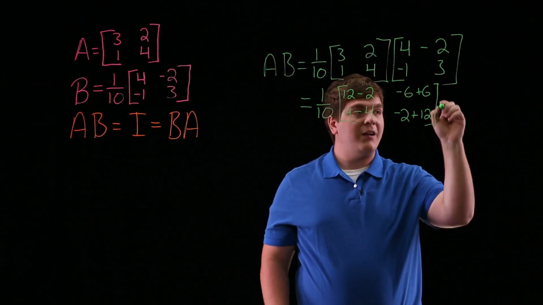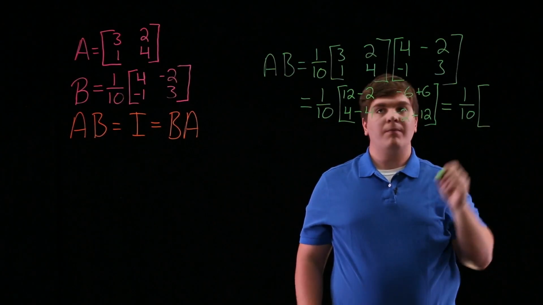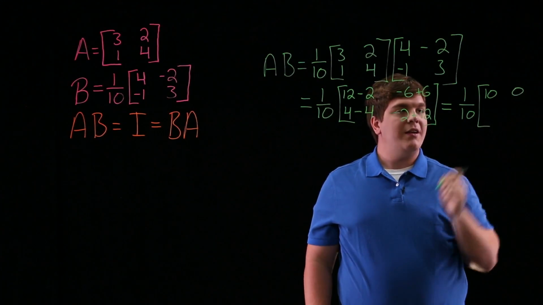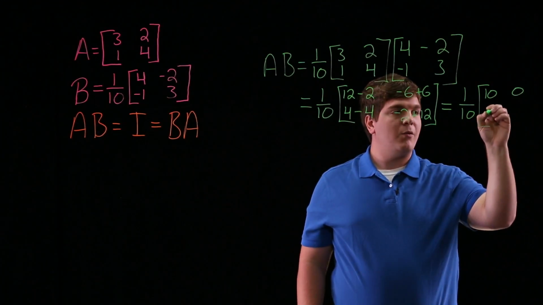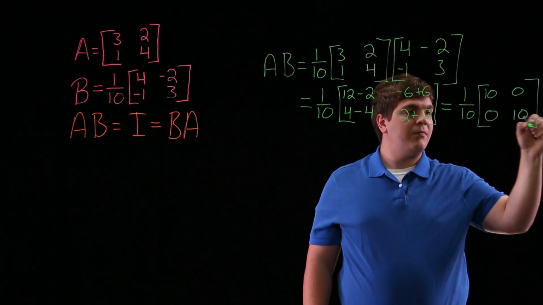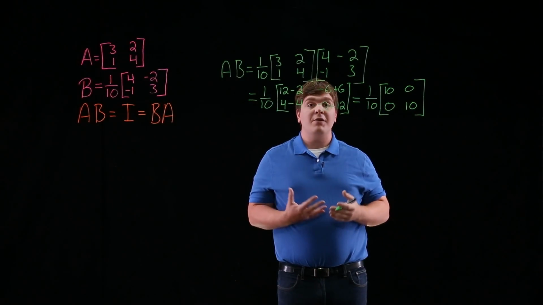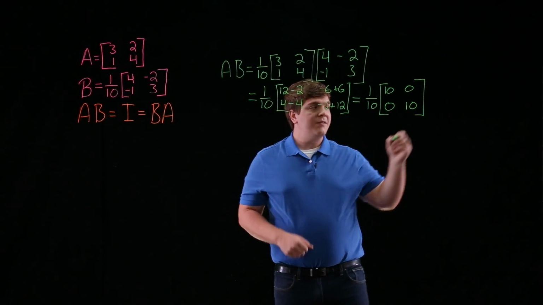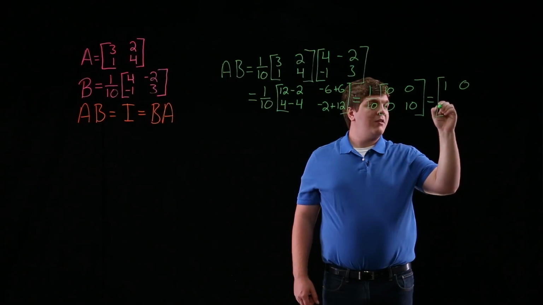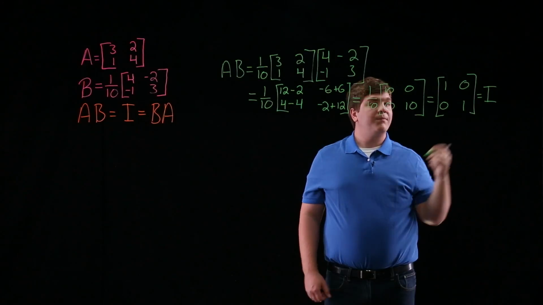Now going ahead and simplifying, this is equal to 1/10 times: 12 minus 2 is 10, -6 plus 6 is 0, 4 minus 4 is 0, and -2 plus 12 is 10. And here, since we're multiplying this matrix by 1/10, we can multiply each entry in the matrix by 1/10, which leaves us with the matrix 1, 0, 0, 1, which is our identity matrix.